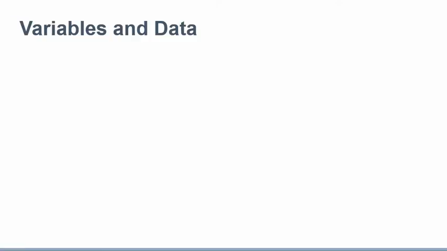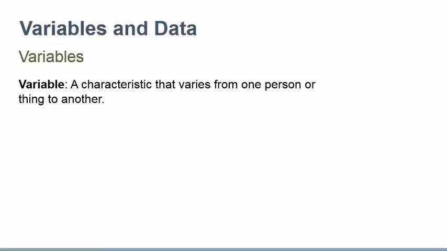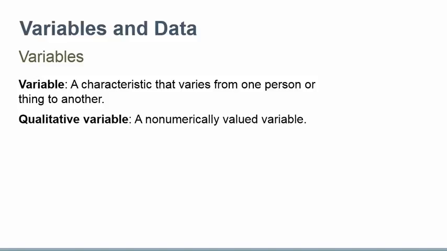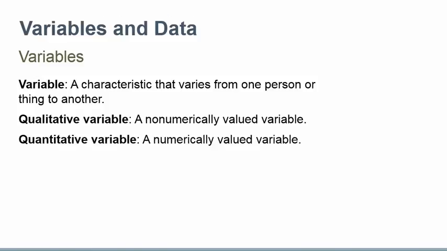Variables and data. Variable: a characteristic that varies from one person or thing to another. Qualitative variable: a non-numerically valued variable. Quantitative variable: a numerically valued variable.